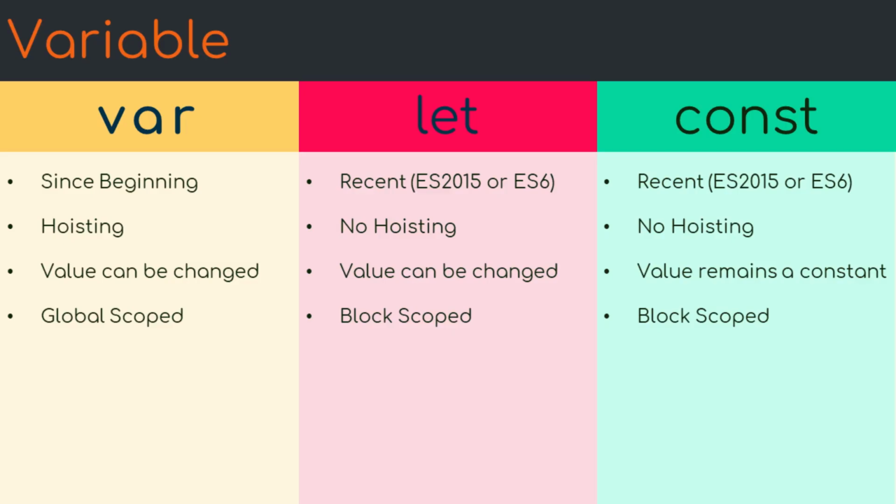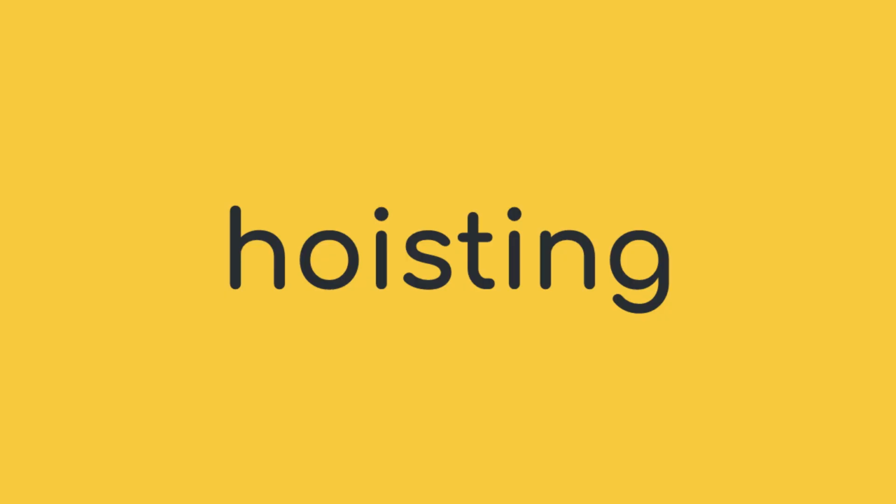Initially, when JavaScript was created, there was only the var keyword. Due to the issues that were encountered because of the usage of the var keyword, the ECMAScript committee has introduced two new keywords for declaring variables known as let and const. Variables declared using the var keyword use a concept known as hoisting. Let's now see what is hoisting.